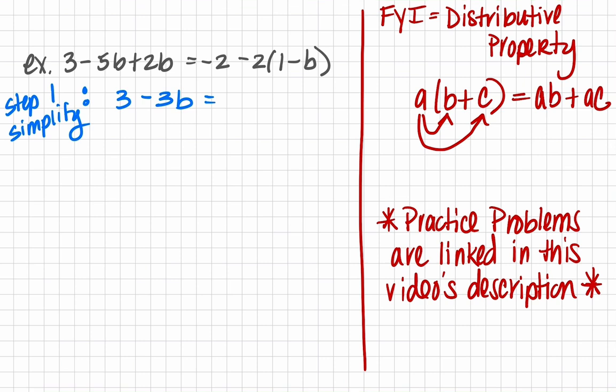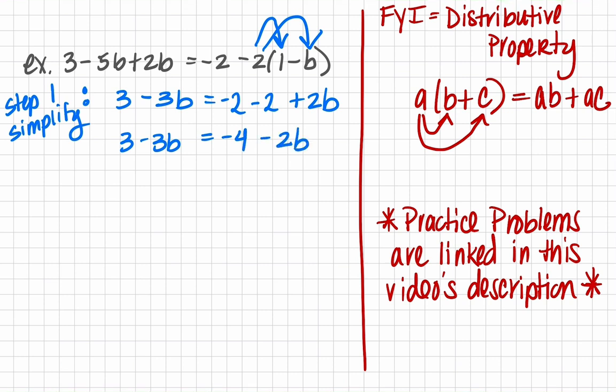So let's get back to the example. So on the right side, we're going to do the distributive part. So we're going to distribute the negative 2 here and the negative 2 here. So I'll bring down the negative 2, and then negative 2 times 1 is going to be negative 2, and then negative 2 times negative b is going to be positive 2b. Simplify some more. This is the same, can't be simplified anymore on the left, but negative 2 minus negative 2 is negative 4 minus 2b.